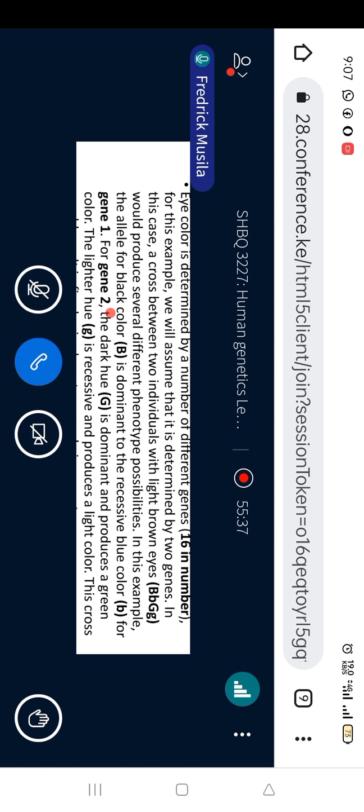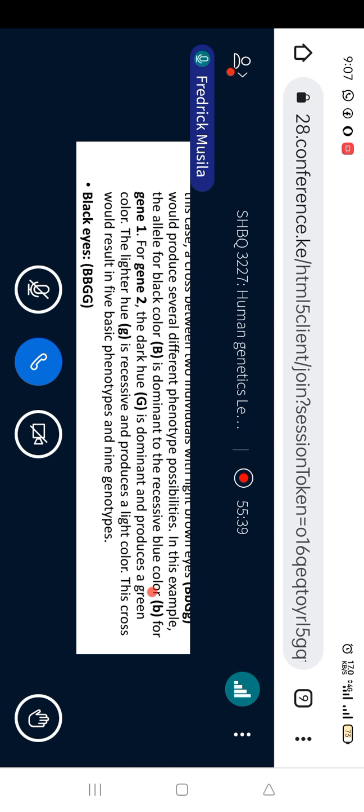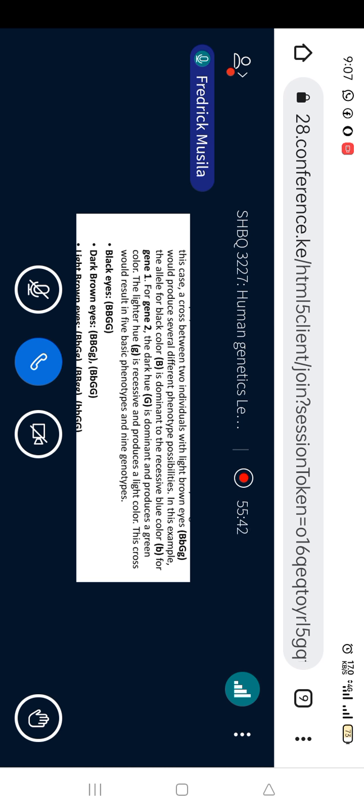In this example, the allele for black color is dominant to the recessive blue color. So blue color is actually recessive. Those people with blue color have the recessive gene in homozygous state. For gene 2, the one which has GG, the dark hue, G is dominant and produces a green color. Then the light hue, small g, is recessive and produces light color. So the cross will result in 5 basic phenotypes and 9 genotypes.